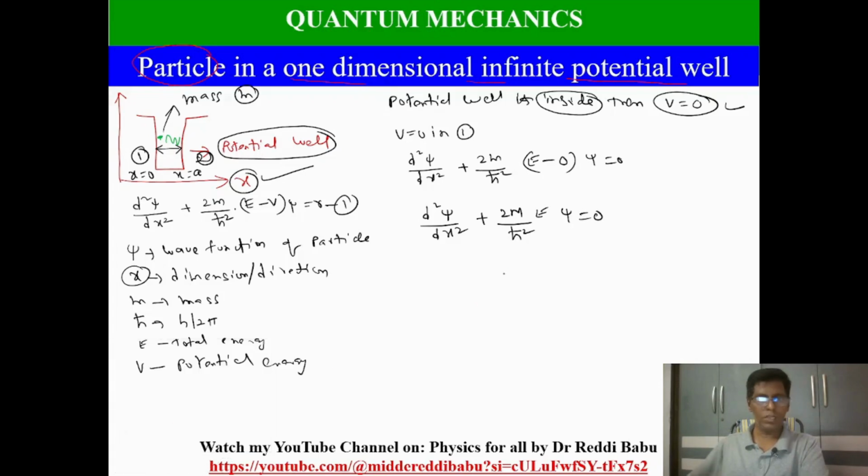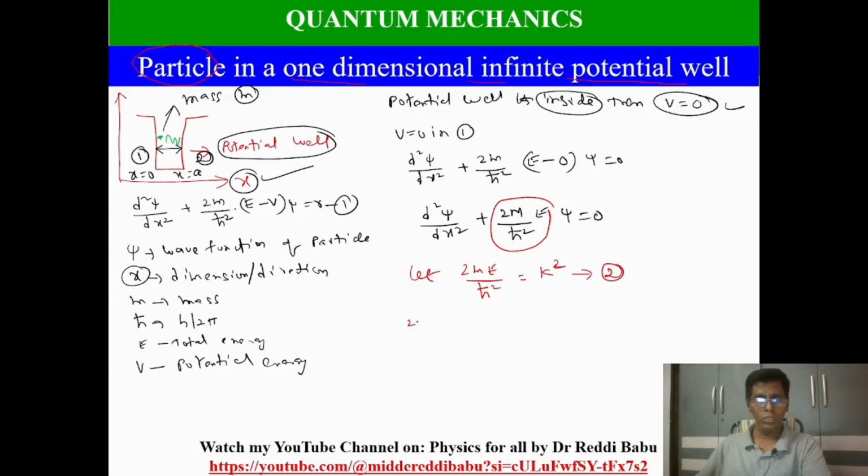Now in this expression, in place of 2mE divided by h cut square, I am using k square, where k is the propagation vector, which we already know. Let us say this is the second equation.